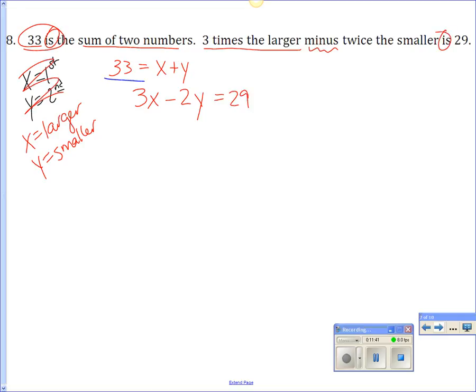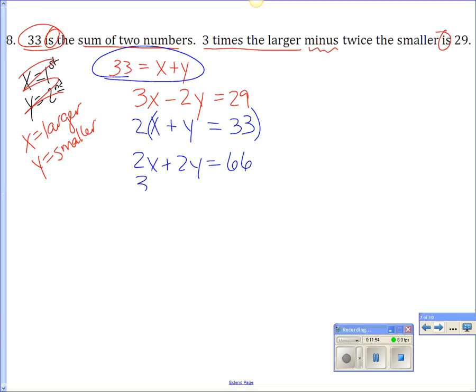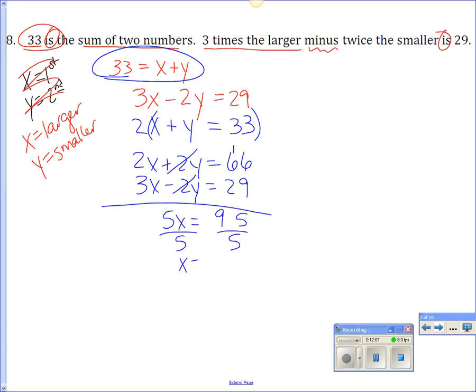I'm going to rewrite this one as x plus y equals 33. That's the order we're used to seeing it in. And I'm going to multiply this one by 2. So that gives me 2x plus 2y equals 66. I'm going to rewrite the top one. And your y's cancel. You're left with 5x equals 95. And divide by 5. And x equals 19. You do need to find both of them. When you plug it back into that top one, you get y equals 14.